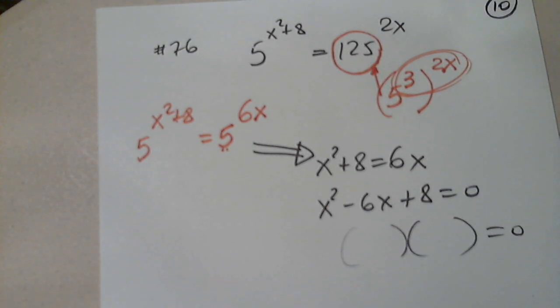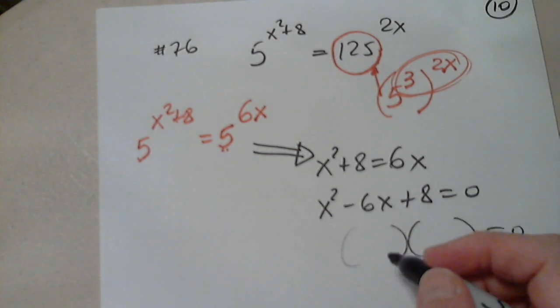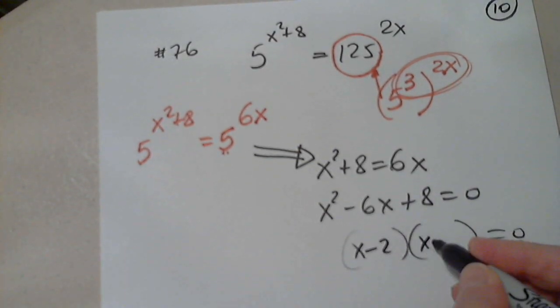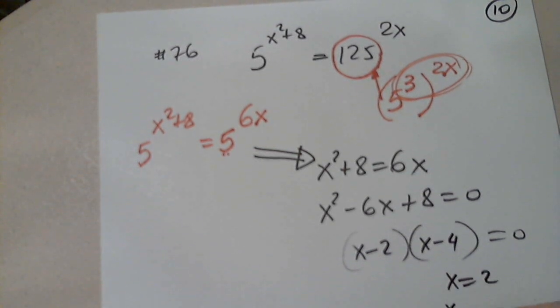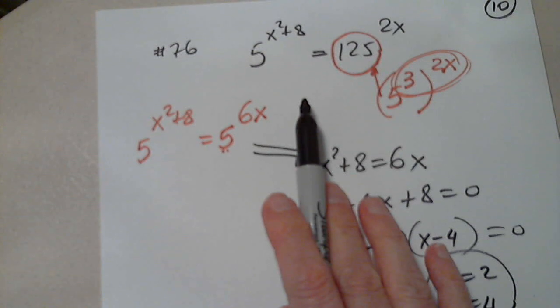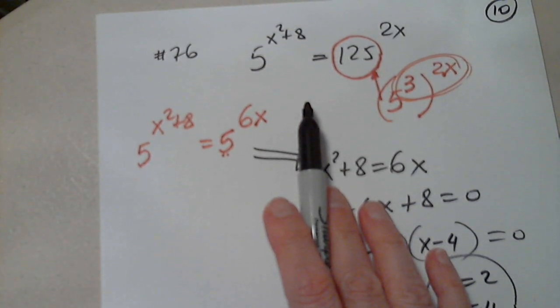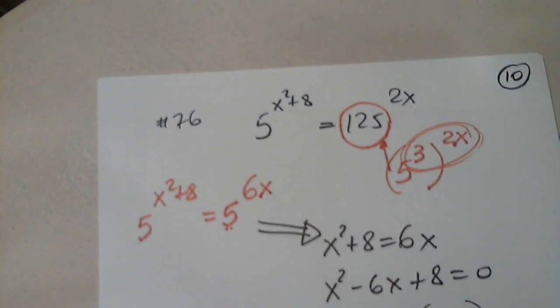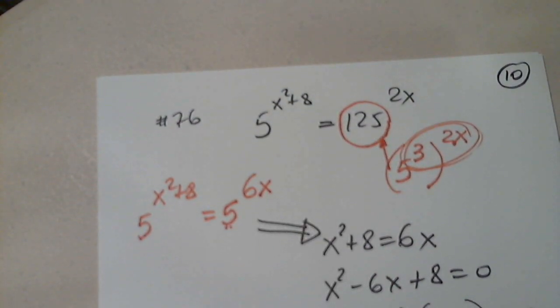Anyone would like to factor this? X minus 4, x minus 2. Very good. So then x equals 2 and x equals 4. Exponential equations don't have glitches. They're not radical. I don't have to go back and check unless you want to. If you want to, you can always use the calculator.